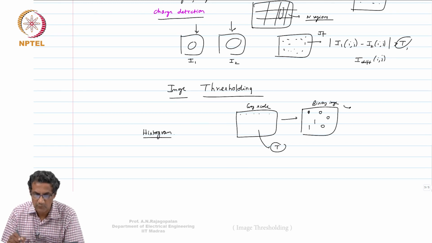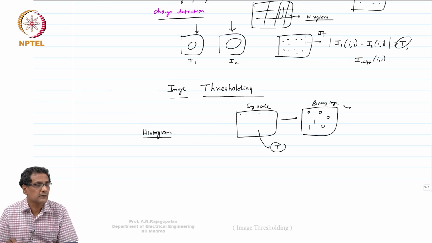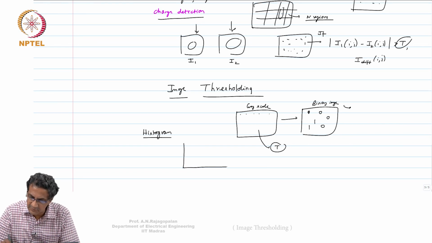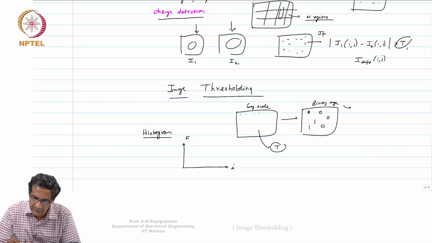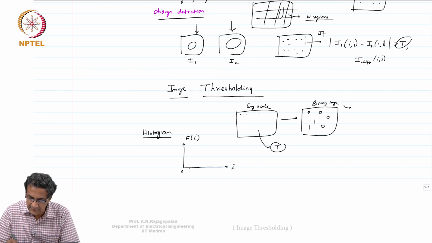Okay, image histogram. What is a histogram? A histogram is something that converts your 2D image into a 1D plot. So what is this 1D plot now? A histogram is really a 1D plot where along the x-axis you have the intensity levels, and along the y-axis you have the frequency of occurrence of these intensities. So it's like saying that the x-axis has values like 0, 1, 2, 3 all the way up to, let's say, 255 if you had 256 levels.